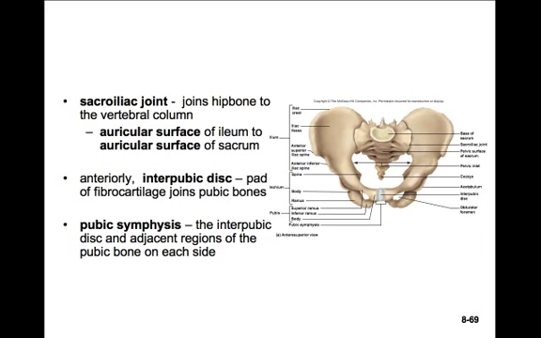This coxal bone, we're going to learn, is divided into 3 regions. This is the iliac region. The SI joint, as it's referred, is composed of the auricular surface on the ilium and the auricular surface of the sacrum. In the front, the coxal bones are joined by a piece of cartilage called the interpubic disc. The interpubic disc and the 2 coxal bones form the pubic symphysis.